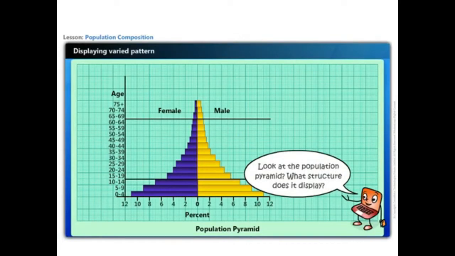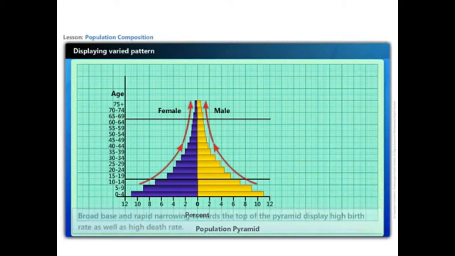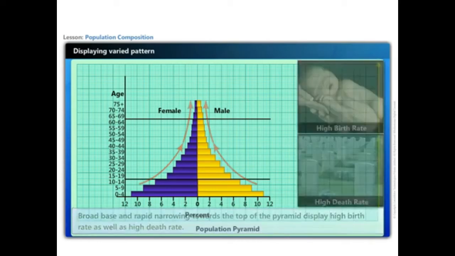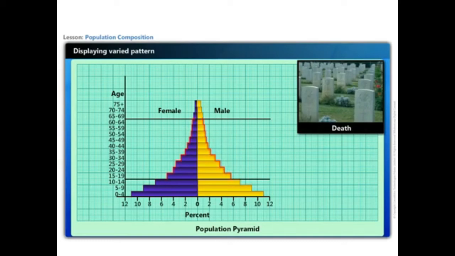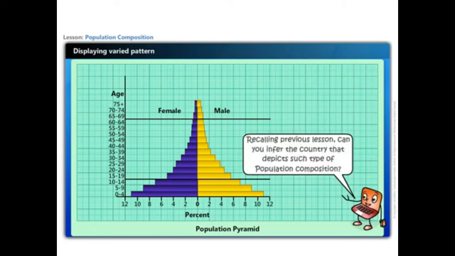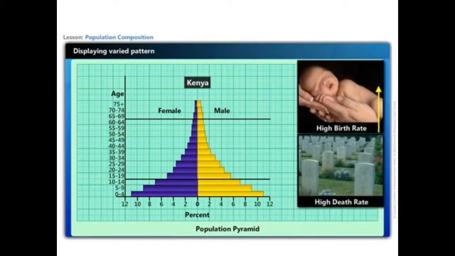Look at the population pyramid. What structure does it display? Broad base and rapidly narrowing towards the top of the pyramid display high birth rate as well as high death rate. This is because, although many children are born, a large percentage of them die in their infancy, relatively few become adults, and there are very few old people. Recalling the previous lesson, can you infer the country that depicts such type of population composition? This is the population pyramid of Kenya, which is typified by high birth as well as high death rate.